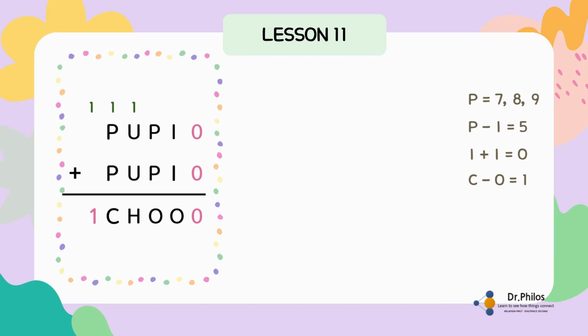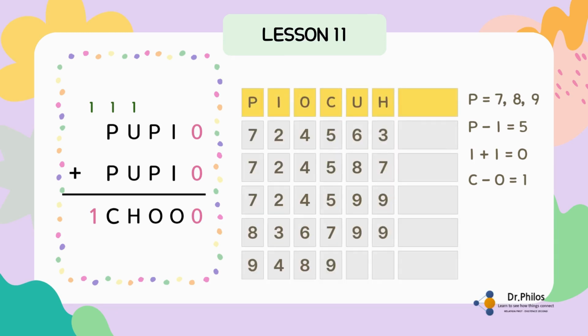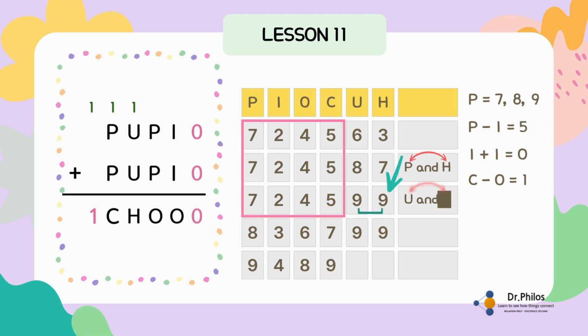I made a table to show the connections you mentioned. Can you explain looking at this table? If P is 7, I is 2, O is 4, C is 5, U is 6, and H is 3. If U is 8, H becomes 7, which is the same as P. If U is 9, H also becomes 9, so they are the same.